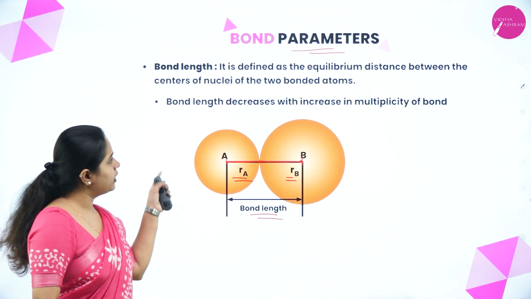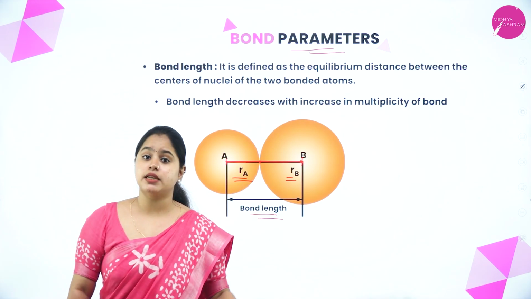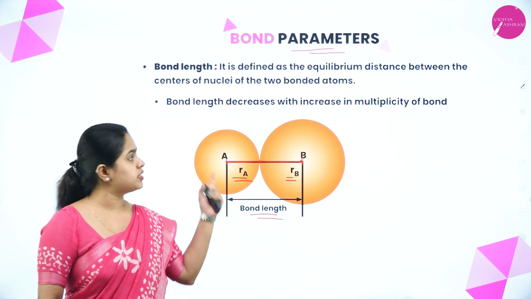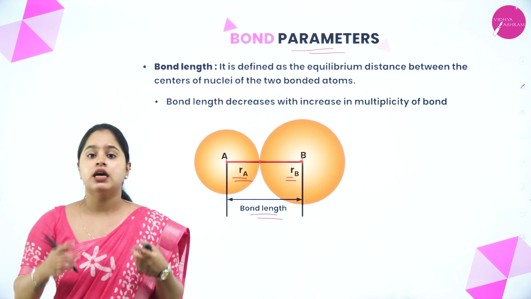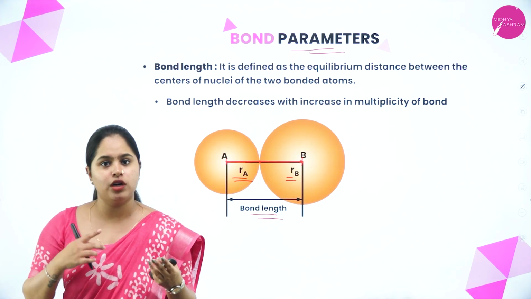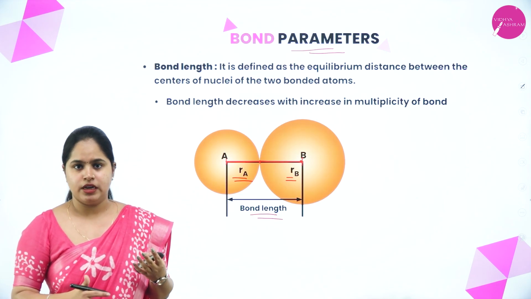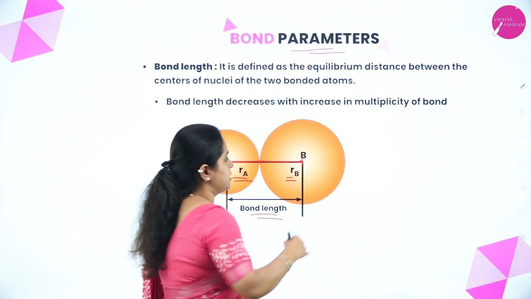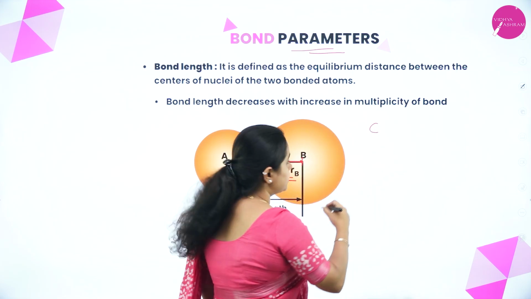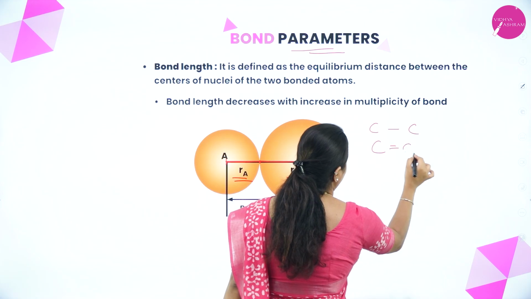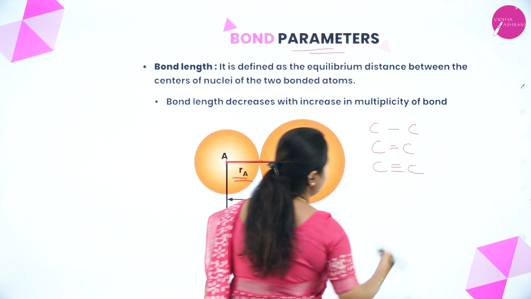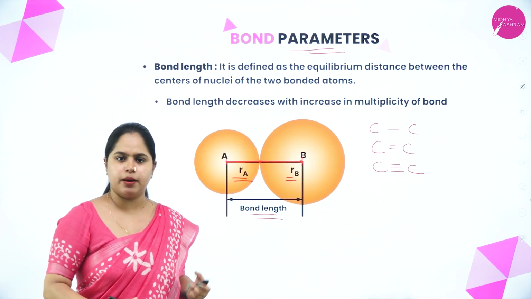Now, the bond length decreases with increase in multiplicity of bond. What is multiplicity of bond? We studied different types of bonds: single covalent bond, double covalent bond, and triple covalent bond. Let's take the example of carbon atom, where there is a single bond, a double bond and a triple bond. This is how you represent single, double and triple bond.